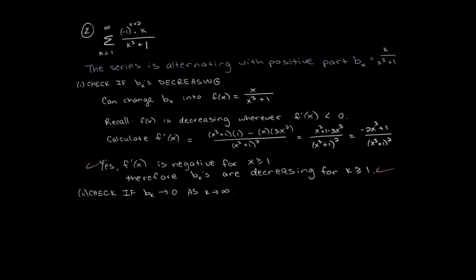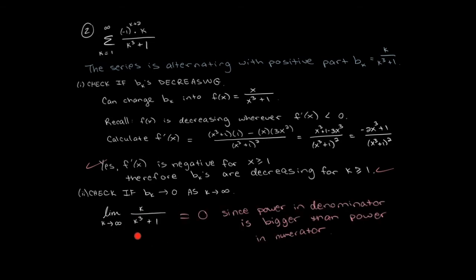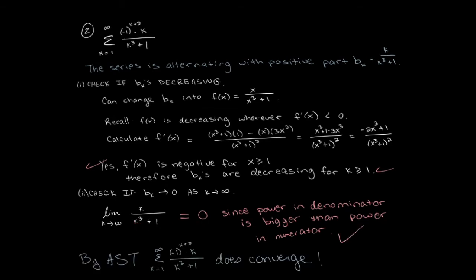The next part of the AST is to check whether the bk's approach 0. Looking at this limit, we can see that the power in the denominator is bigger, so this does approach 0. So it looks like the two conditions for AST work out, and so yes, this thing converges.